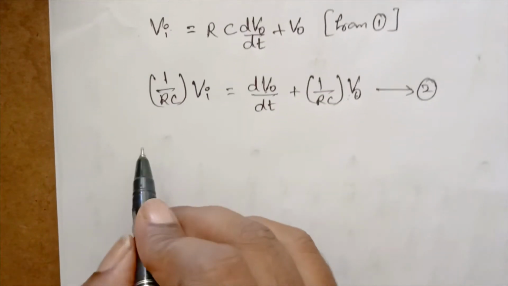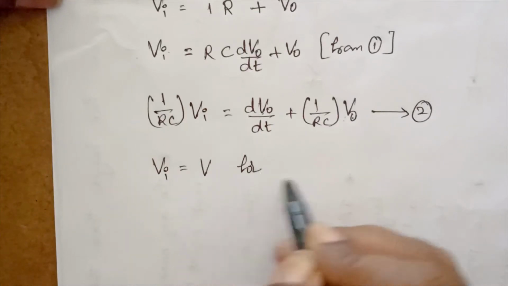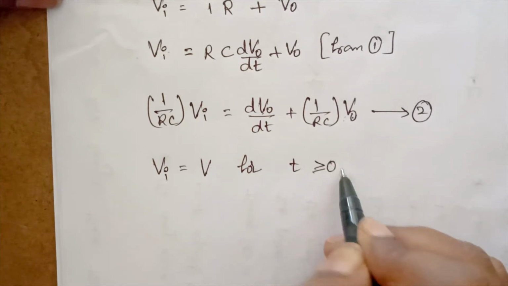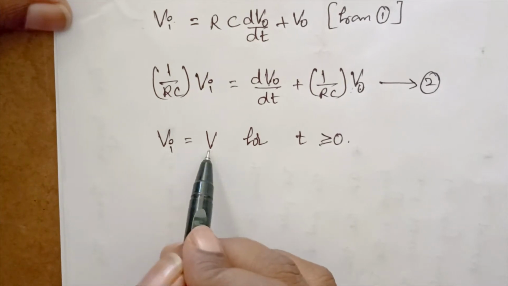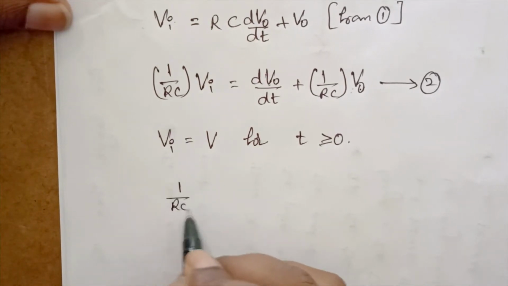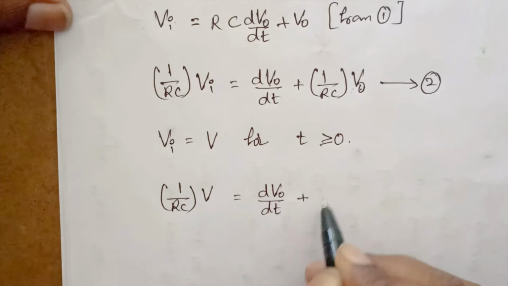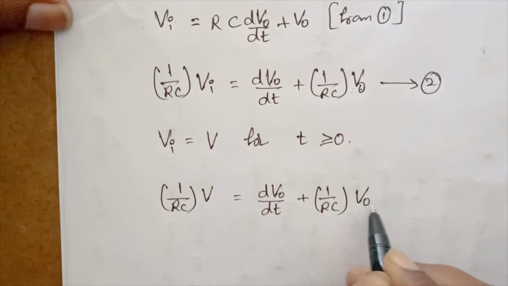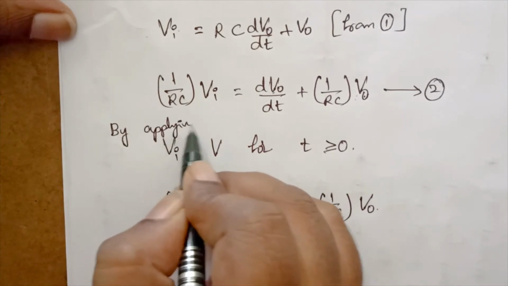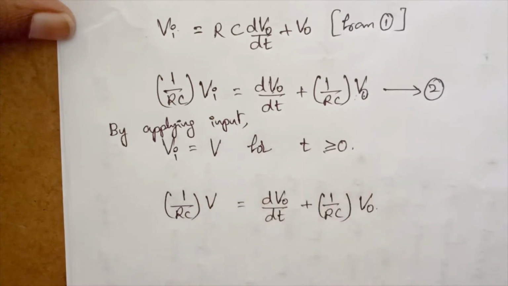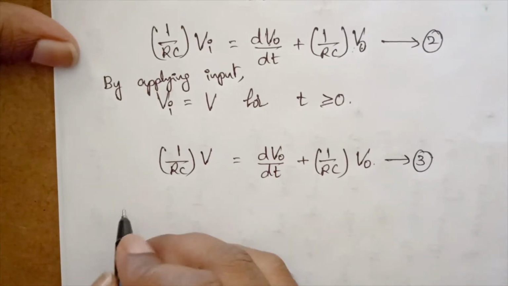From the definition of a step input, Vi is equal to V for t greater than or equal to 0. If we substitute this input voltage as V, then what happens? 1 by RC into V is equal to dV0 by dt plus 1 by RC into V0. We get this by applying the input. Let this be equation number 3.